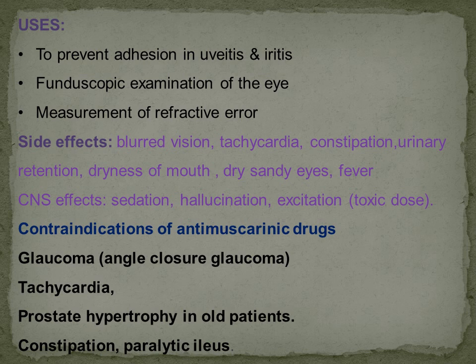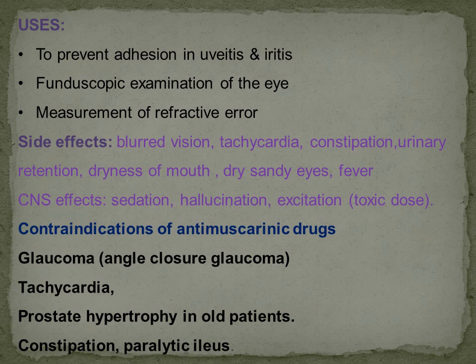What are the side effects of cholinergic antagonists? Systemic side effects of cholinergic antagonists. Also, these side effects were mentioned in the previous lab with atropine. Number 1, blurred vision. Number 2, tachycardia. Number 3, constipation. Number 4, urinary retention. 5, dryness of the mouth. 6, dry sandy eyes. 7, fever. CNS side effects occur in high doses or toxic doses: sedation, hallucination, excitation.